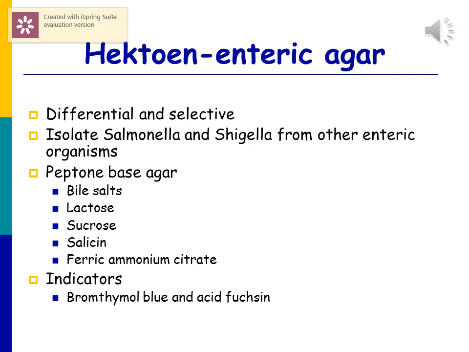It's a peptone-based agar with bile salts, lactose, sucrose, salicin, and ferric ammonium citrate. That's how you see the hydrogen sulfide production. And the indicators that are going to change the color in this agar from a green color to yellow if there's fermentation are bromthymol blue and acid fuchsin.